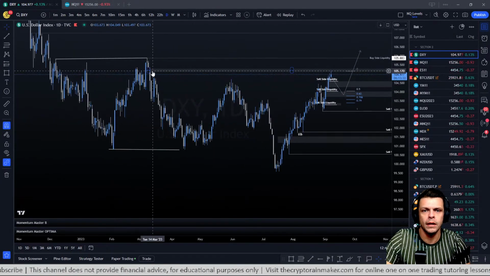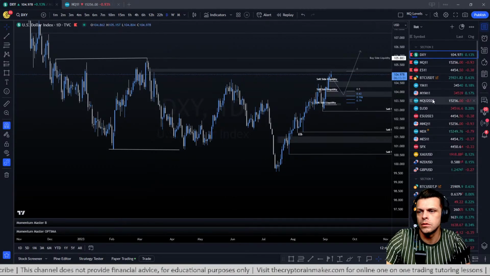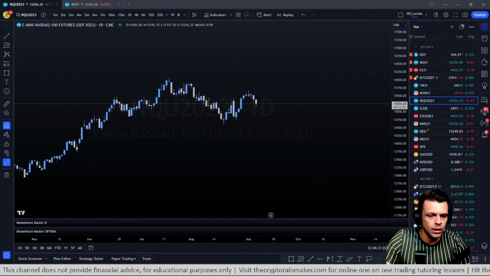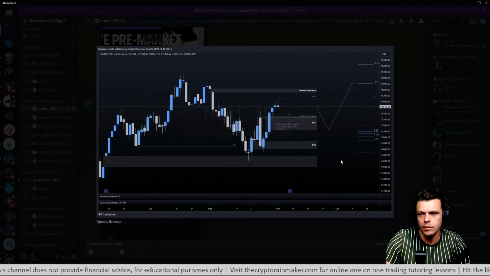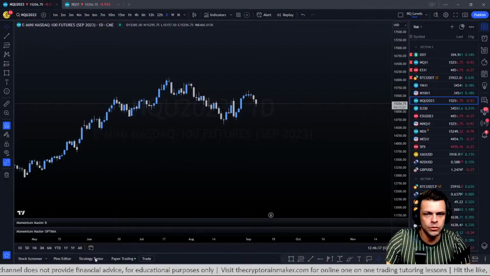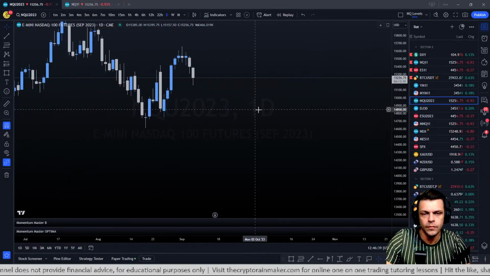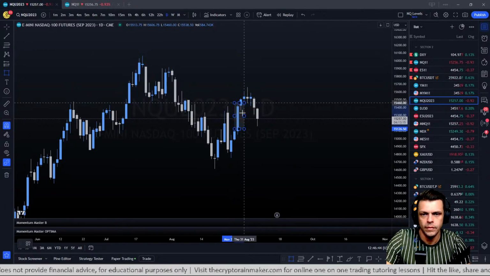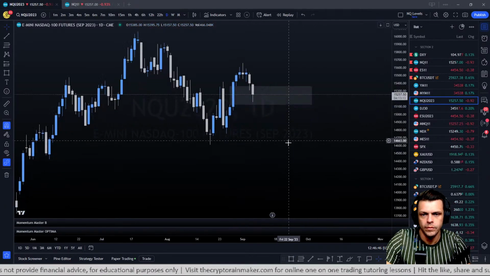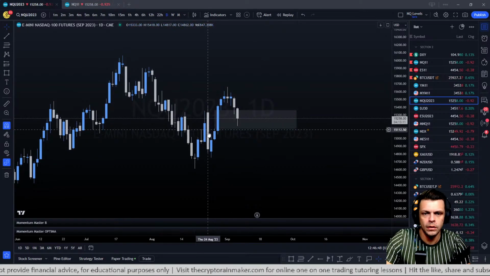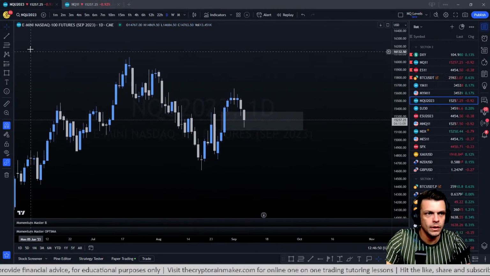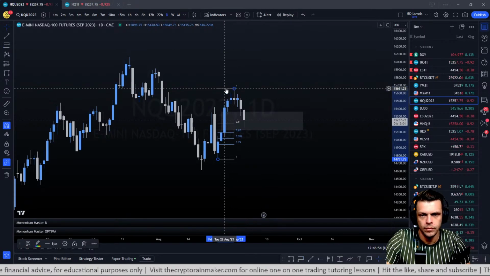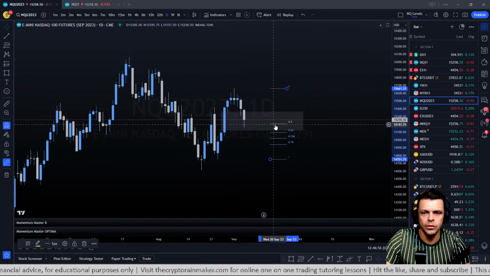So the dollar came back to this volume imbalance, so I'm assuming that the Nasdaq will do the same in the near future. So now the chart today. We came right into the volume imbalance. Let's also get the fib on this. Came right into the discount.